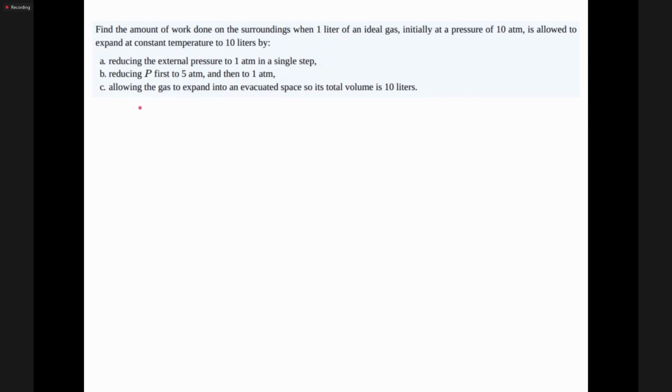Here, in the first case, they are asking for the work done. Find the amount of work done. So if we come up with this answer over here, we need the W. In this case, we are dealing with delta V, because 1 liter of gas is taken over here. That is V1. V1 is 1 liter. And finally, it will expand at constant temperature to 10 liters. That is V2 is equal to 10 liter.